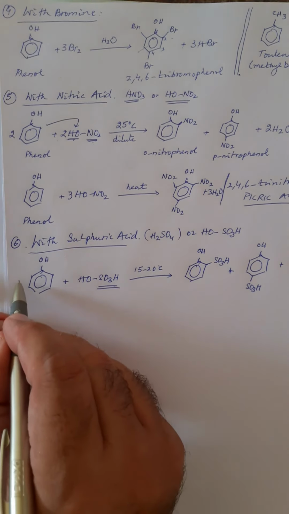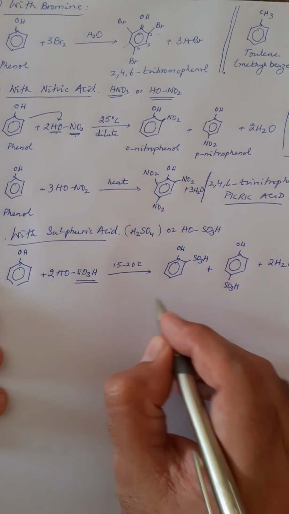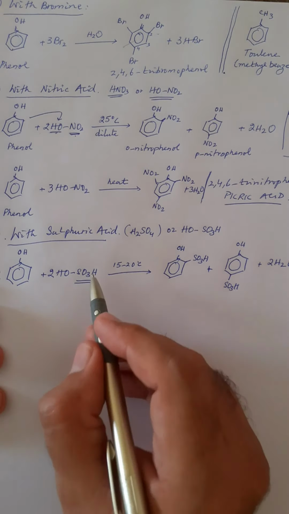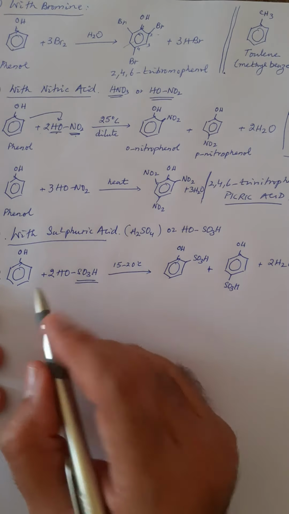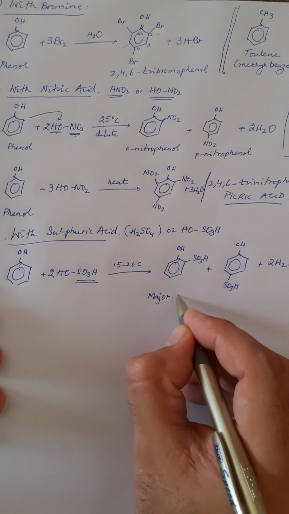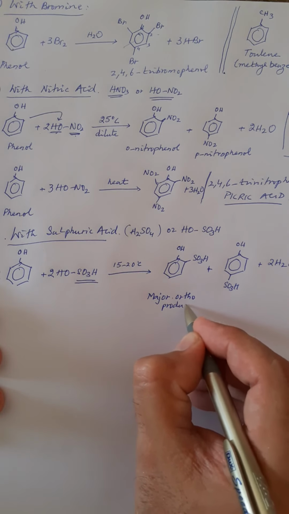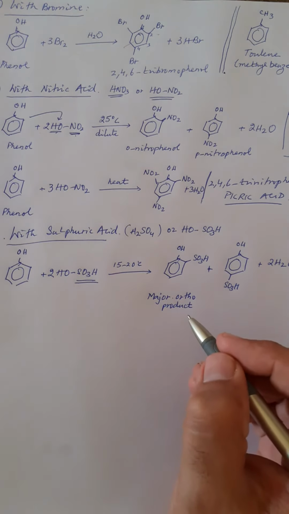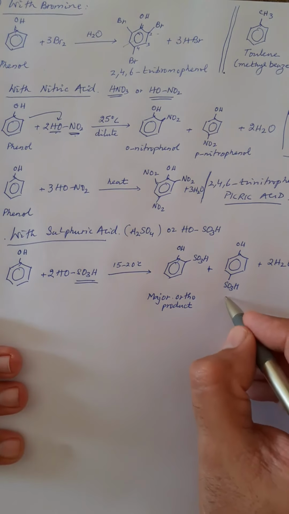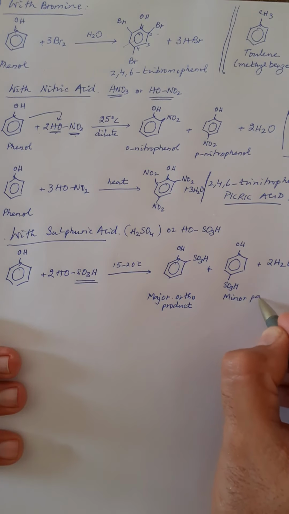And there is the release of two water molecules because of the two hydrogens replaced from the phenol. Of course, we needed two phenol and two sulfuric acid. This is the ortho product, and this is the para product. With sulfuric acid at room temperature, the reaction gives you the major ortho product. This is major and this is minor. It means that they both form together.